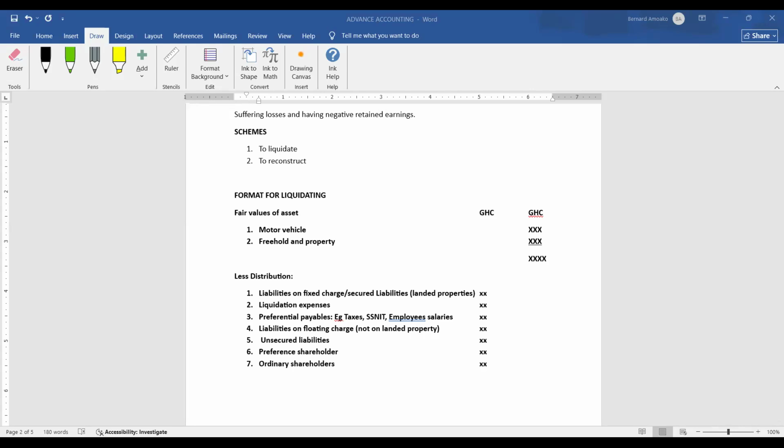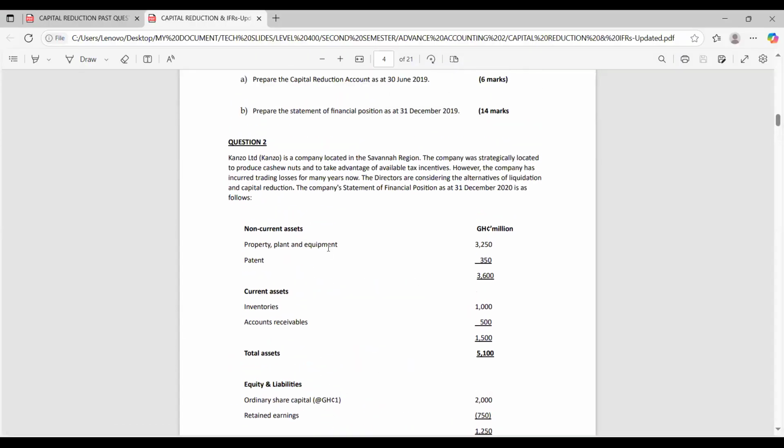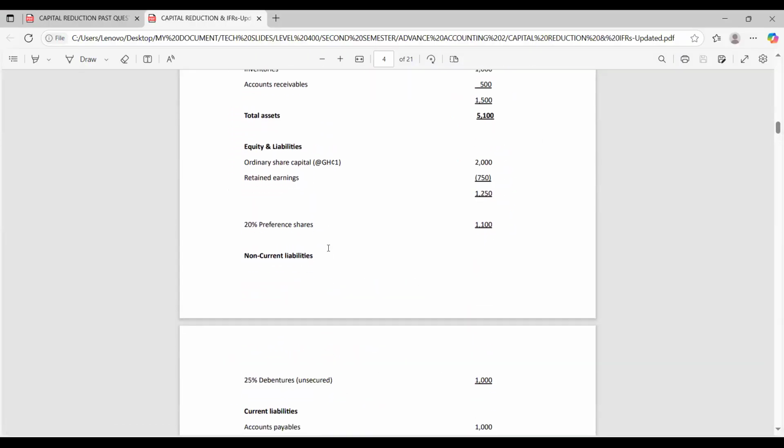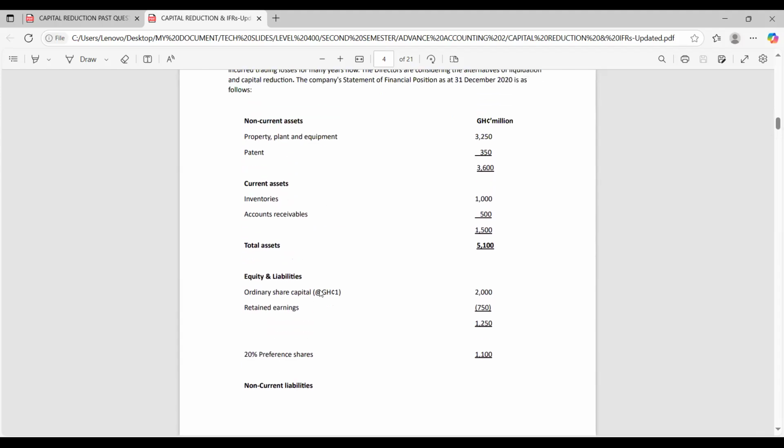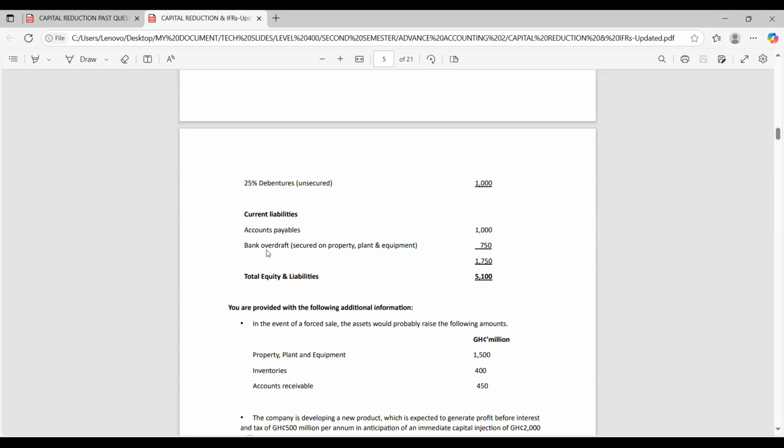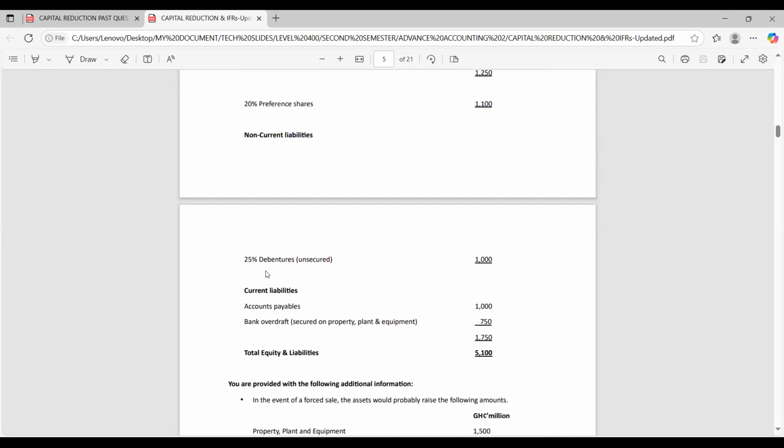So look at this question. Question number 2, Council Limited. You see that they list some items, and then they write here current liabilities, and bank overdraft secured on property, plant, and equipment. That gives you a fair idea what they are asking of you. That means this bank overdraft must be treated first because it is on property, plant, and equipment. Then you look at a non-current liability like 25% debenture, and they put in bracket unsecured.